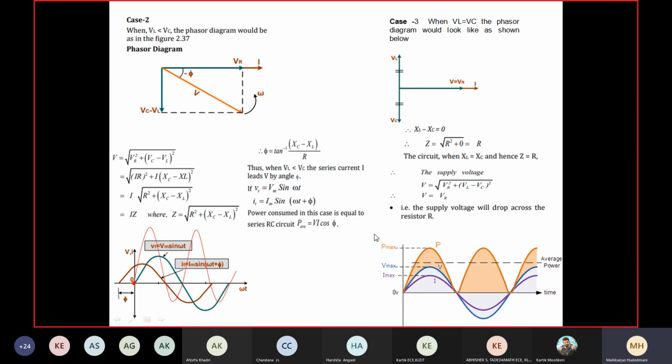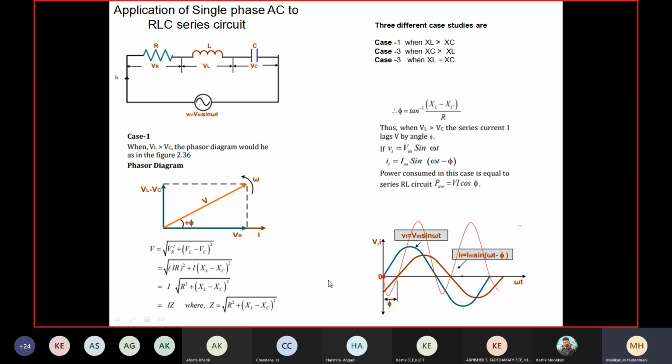So this would be one good question in the examination. Explain and show like that. Maybe a complete case study. XL equal to XC, XL greater than XC, XC greater than XL can be any sub case asked, or the entire work can be asked as a question. So therefore, we must be careful about the question and able to do it.